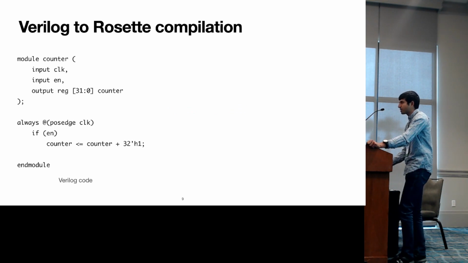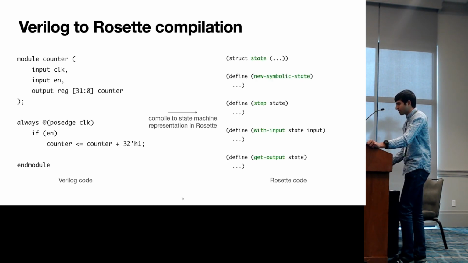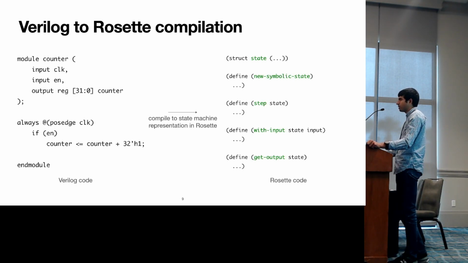So here's some really simple Verilog shown on the left. This is an implementation of a counter. What it does is when the enable line is asserted, the count is incremented by 1. So we pass this through our toolchain, and we get some Rosette code. It gives us a state machine representation. The interesting part here is this step function, which says what happens to our circuit state after one cycle of execution.